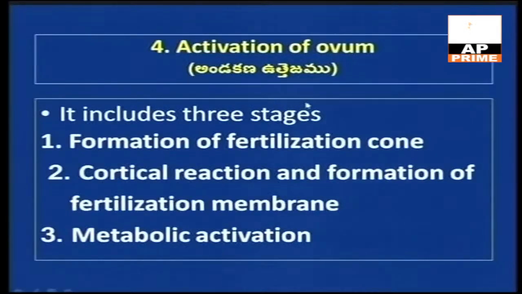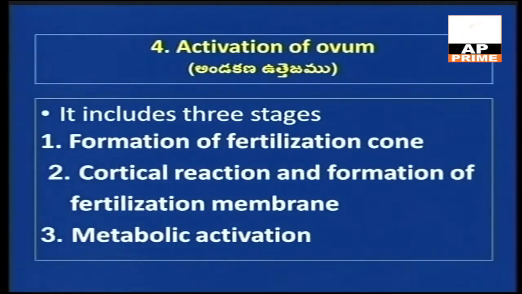And the next one is the activation of the ovum. After the dissolution of the corona radiata, the spermatozoa is ready to enter the female gamete, that is the ovum. Here, after the dissolution of the plasma membrane of the egg, the plasma membrane of the spermatozoa and that of the egg will unite, and the cytoplasm present in the egg simply bulges and forms a fertilization cone.